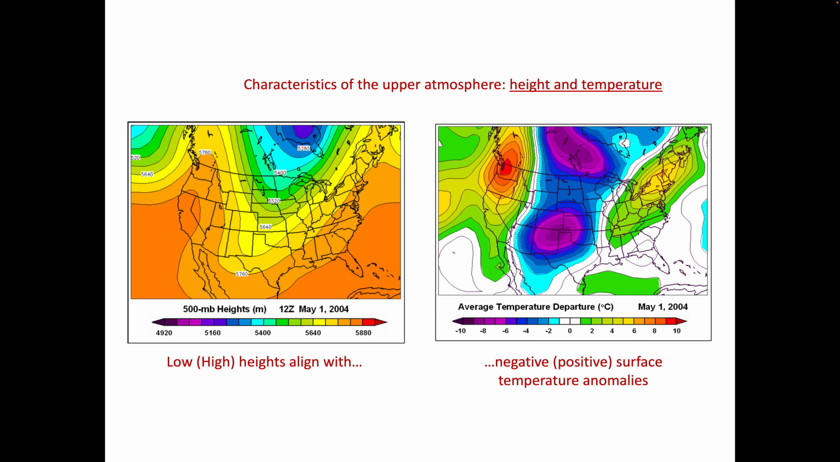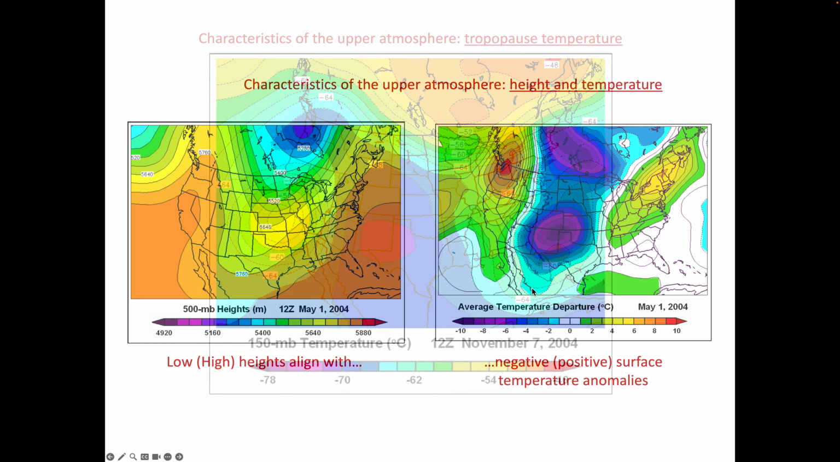So even though when we're looking at heights, this technically corresponds to mean column temperature, we see that it also aligns fairly well with temperature anomalies at the Earth's surface at the same time. And just for completeness and to finish it off, you'll see again more positive temperature anomalies beneath the ridge that's positioned just to the east of the East Coast.